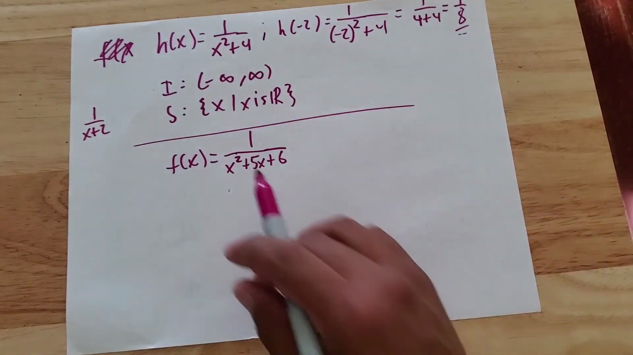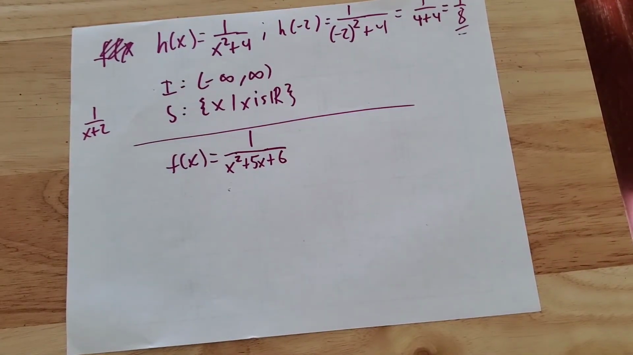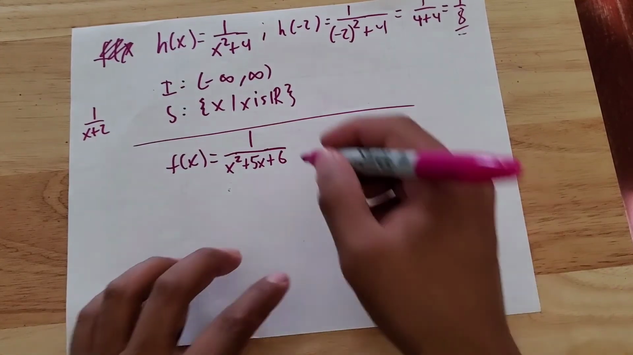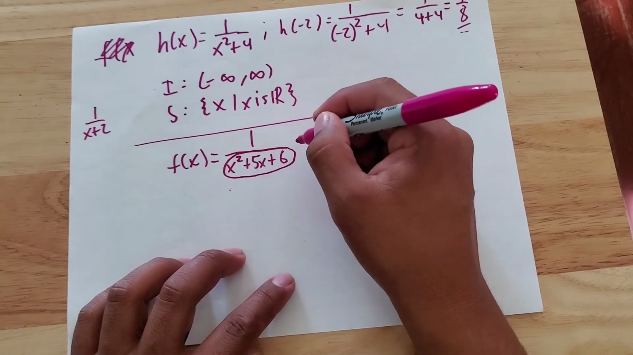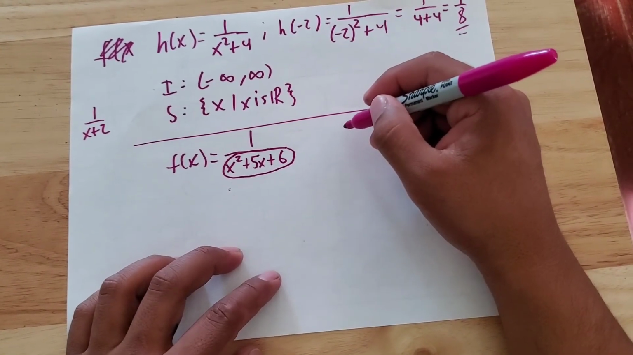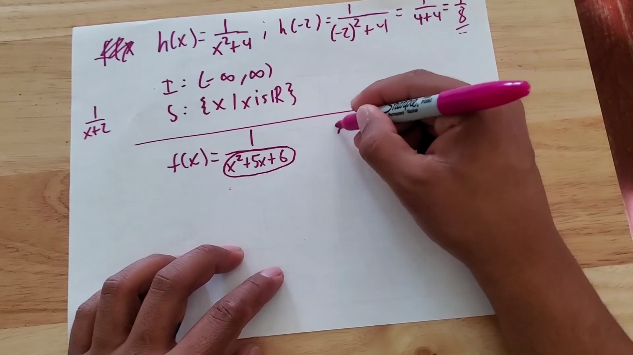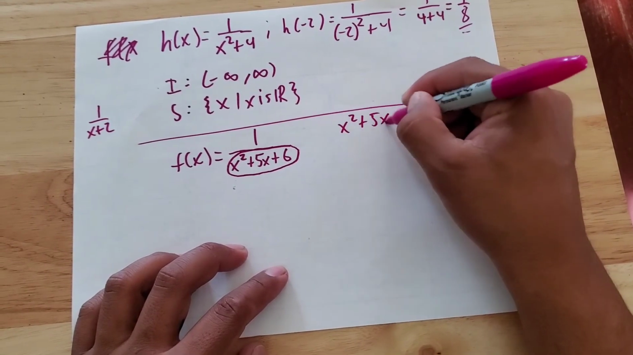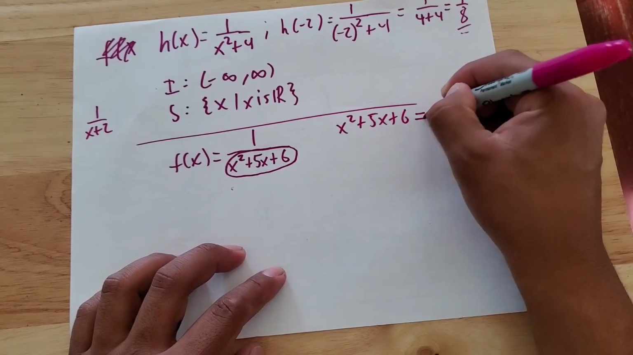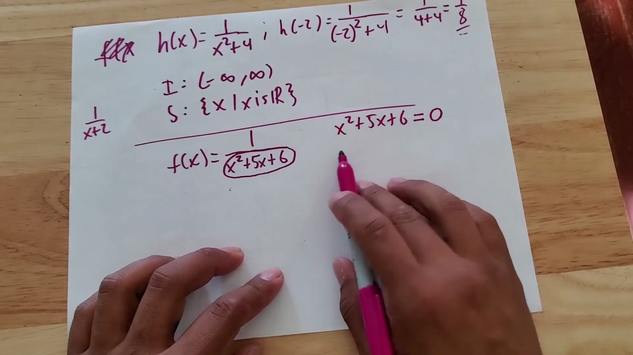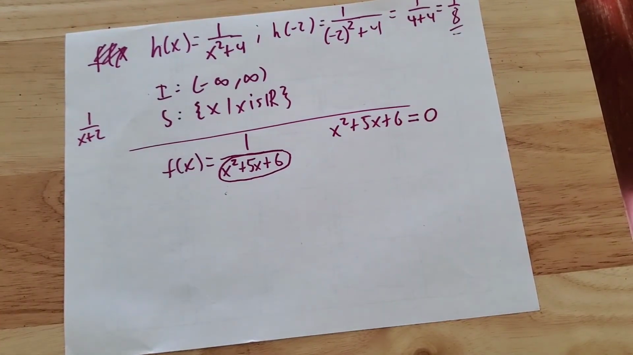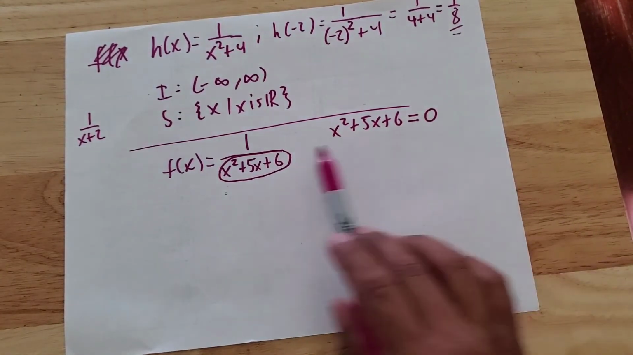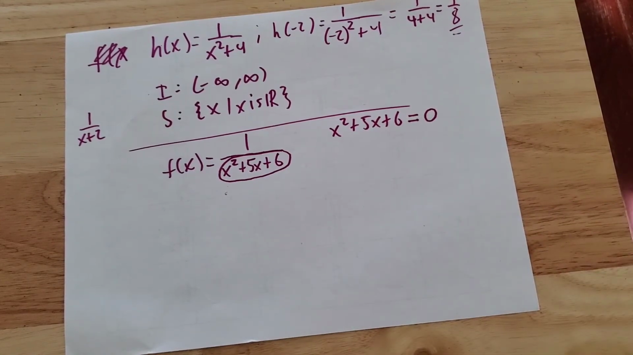But remember, the main idea is that the denominator cannot be 0. I do not want this to be equal to 0. So let me see where it is equal to 0. I want to know where x squared plus 5x plus 6 is equal to 0. Because when I know it is equal to 0, I know to exclude those numbers. And now, look at what we have here. This is a quadratic equation that, again, has a power greater than 1.